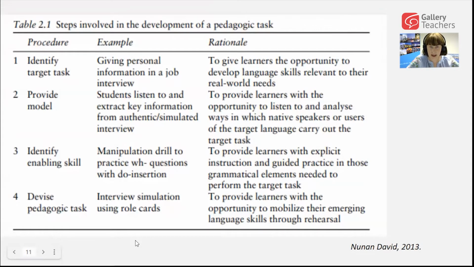So the table and the guidelines, the steps that David Nunan created for this still apply. Let's look at the traditional steps that we would use if we want to set up a task-based lesson. First of all, we must identify what the target task is, for example, giving personal information in a job interview. Our rationale for this was to give the learners the opportunity to develop language skills relevant to their real-world needs. We always also need to provide a model.